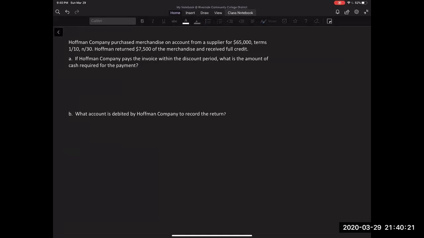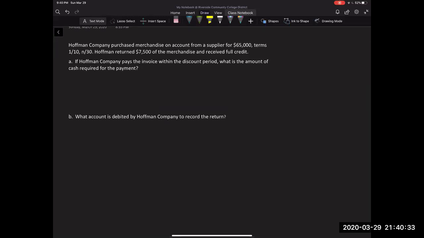So example number 2. Hoffman Company purchases merchandise on account. Hopefully that's registering in your mind. On account means accounts payable, right? So they're purchasing inventory on account from a supplier for $65,000 and the terms are 1/10 net 30. Now in the prior example, it was 2/10. So we can swap it out; it could be a 1, a 3, or a 5. The number still represents the percentage of the discount, okay?